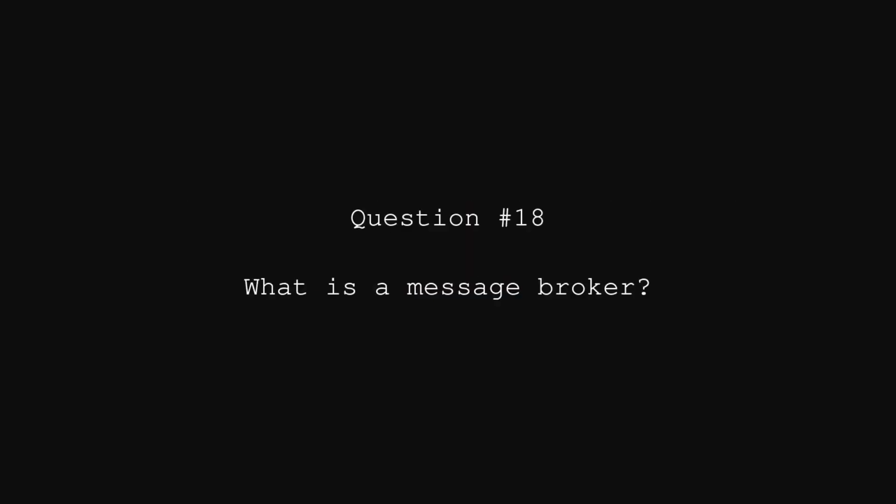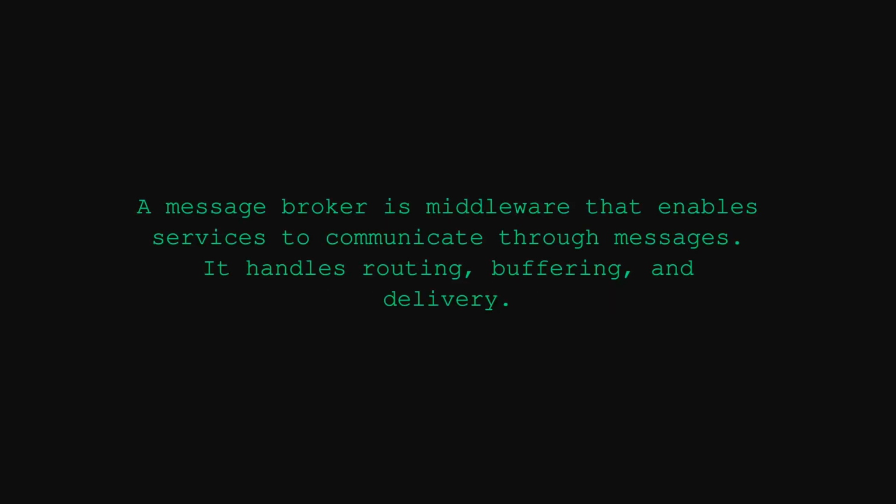Interview question related to microservices and system design. What is a message broker? A message broker is a middleware that enables services to communicate through messages. It handles routing, buffering, and delivery.